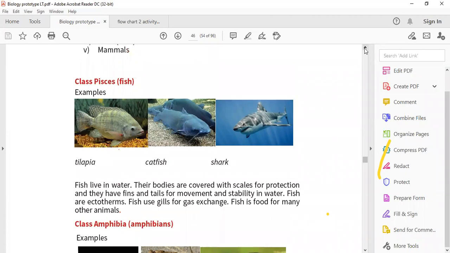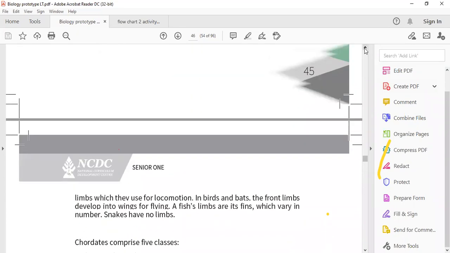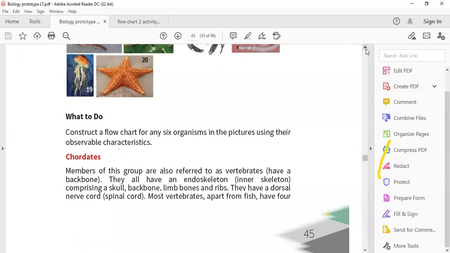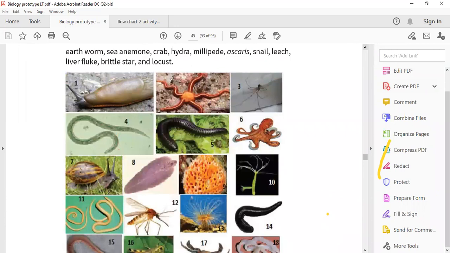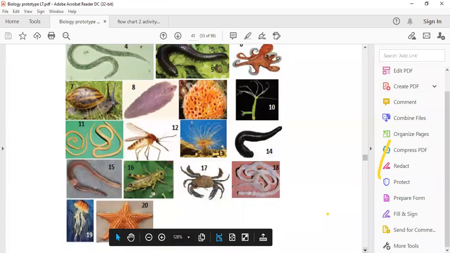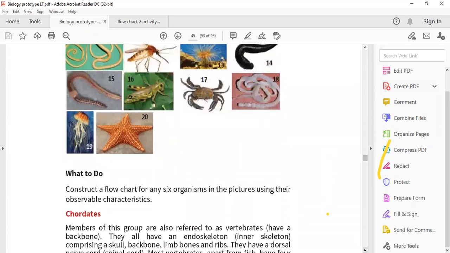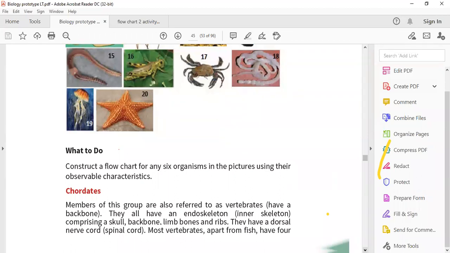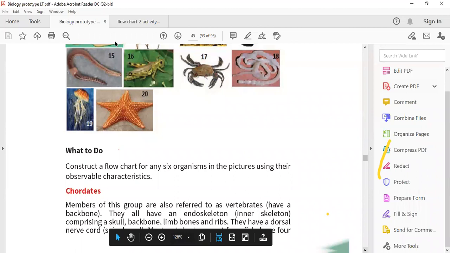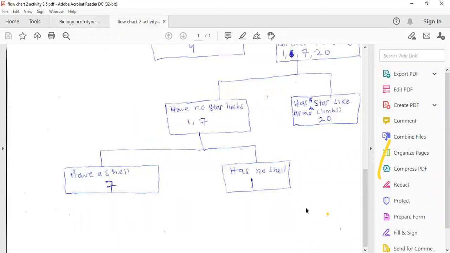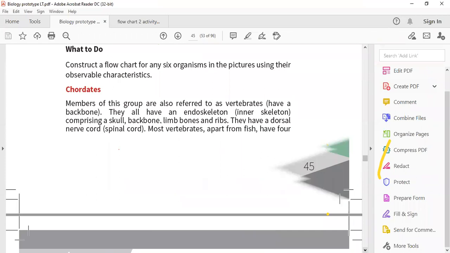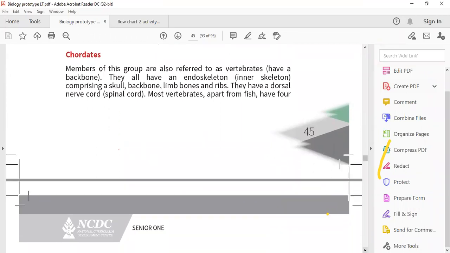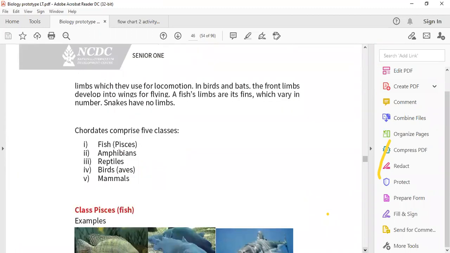So we have been looking at the chordates, but before that we looked at the activity where we can construct a flow chart basing on observable characteristics of organisms. And when you do that, we are able to classify different organisms. I'll urge you to try out more flow charts basing on the one which I showed you before, if you can see it now. Then I also looked at the chordates as organisms with a vertebral column or backbone, and the five classes into which they have been divided.